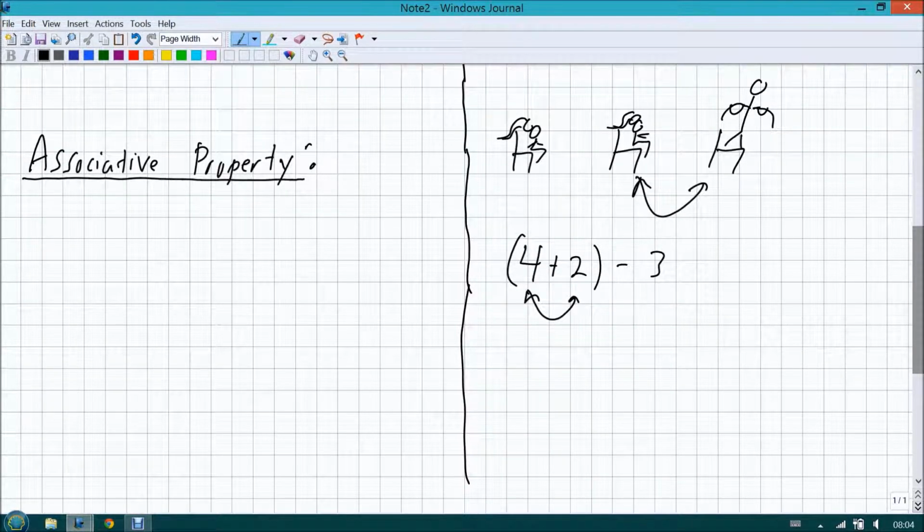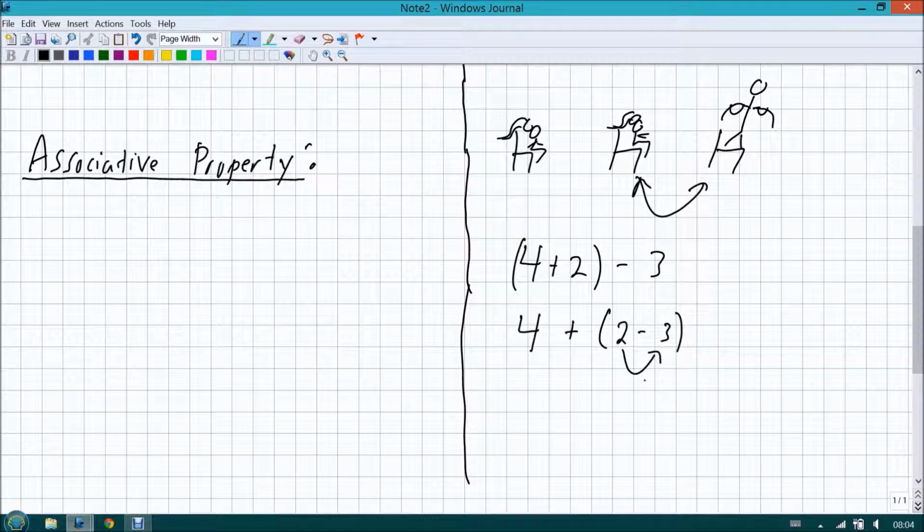But if I wanted to, I could remove that association, and instead of having it as 4 plus 2 minus 3, turn it into 4 on the outside of 2 minus 3. Suddenly, the girl in the middle went from associating with the person behind them to associating with the person in front of them. Note that the order didn't change. Changing order would be a commutative property thing. Associative property only deals with who you're dealing with.